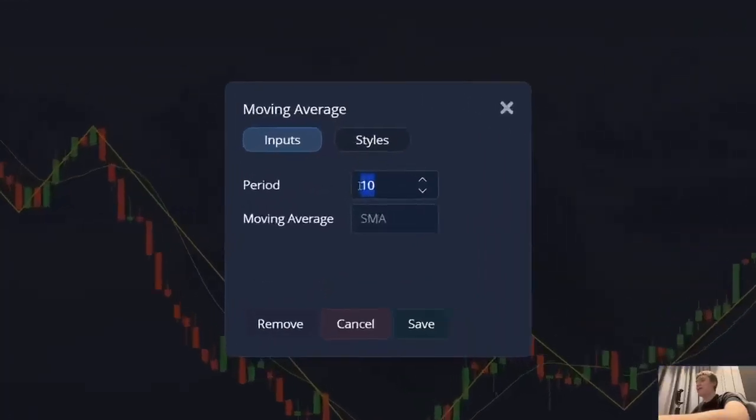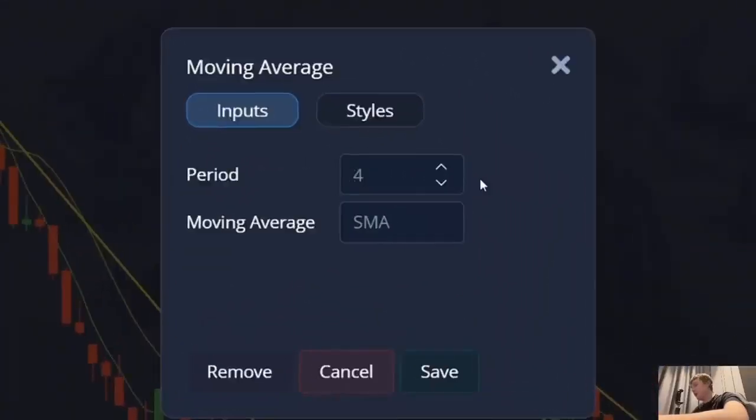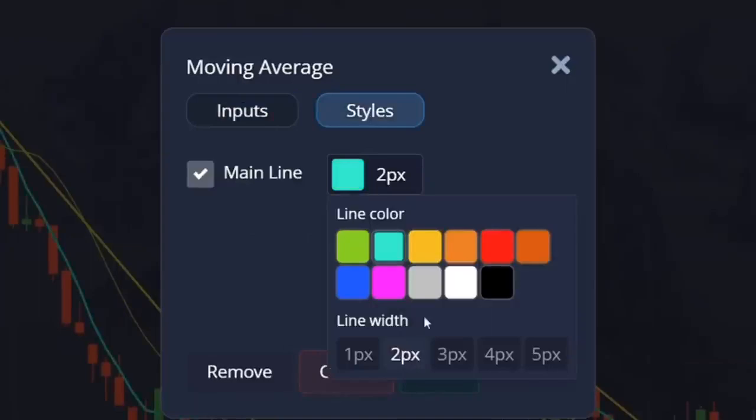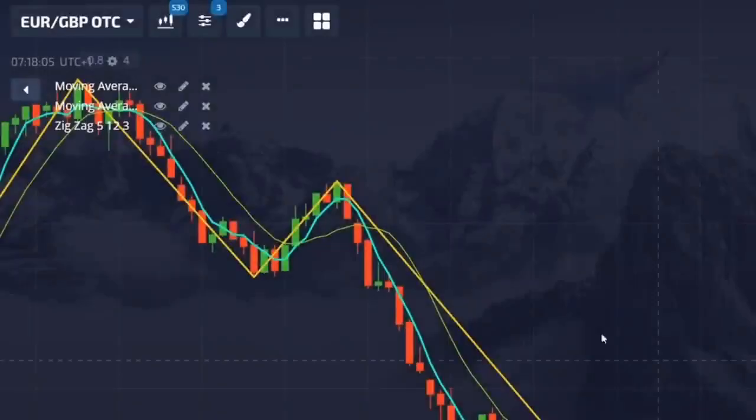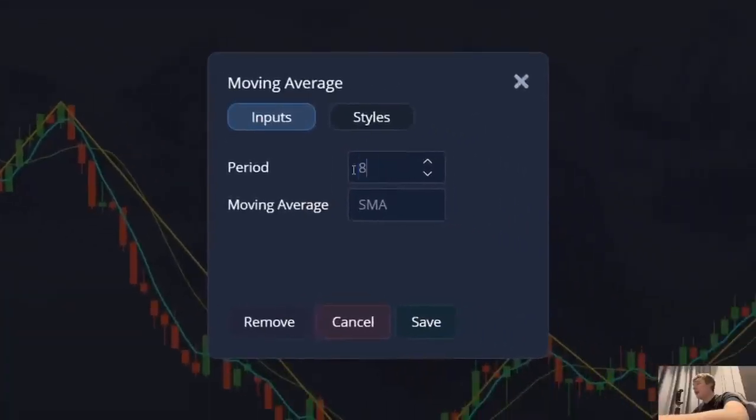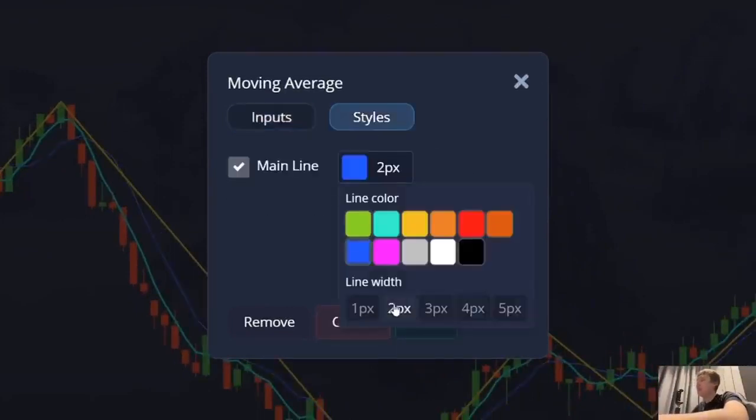In the first line of a moving average, I select period 4 and change the color to blue. In the second line of moving average, I select period 8 and change the color to dark blue.